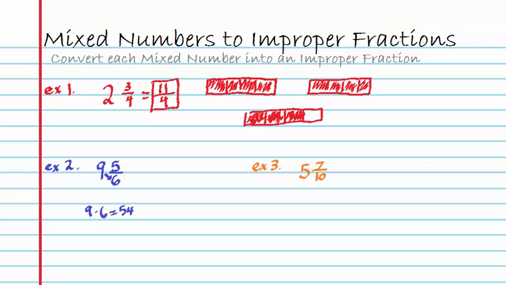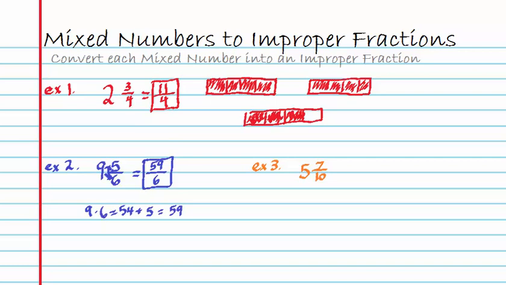Well then, with that number 54, I then have to add it to the numerator. So I have to do 54 plus 5. So 54 plus 5 is 59. So that is my new numerator, 59, over the denominator, which stays the same, which is 6. So my solution, my improper fraction for example 2, is 59 over 6.